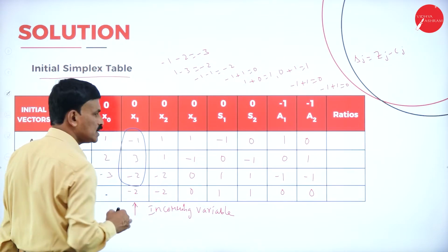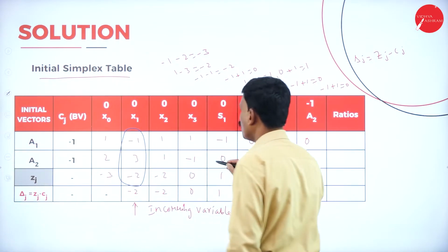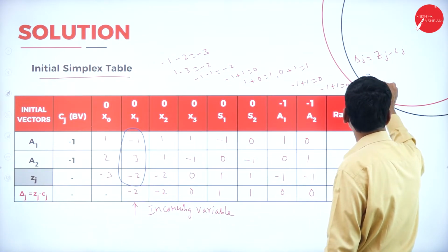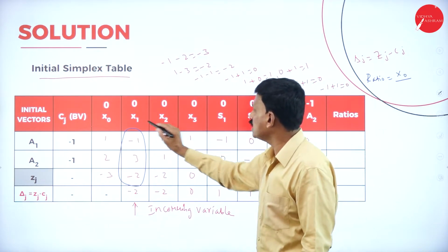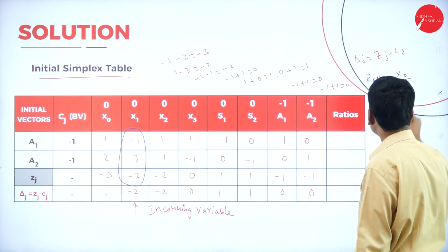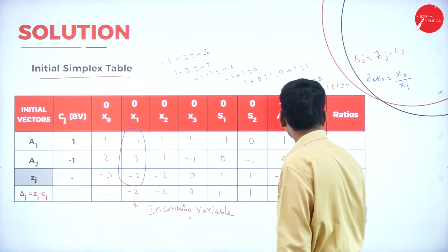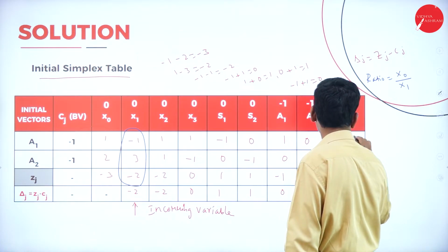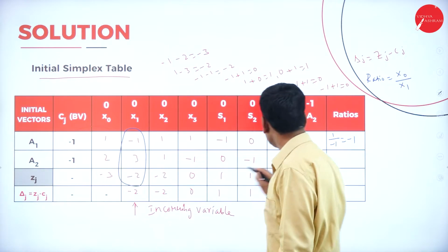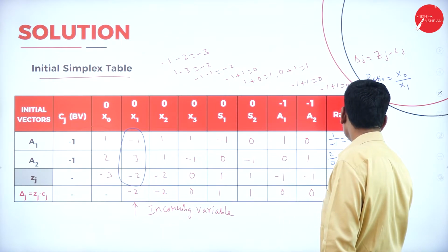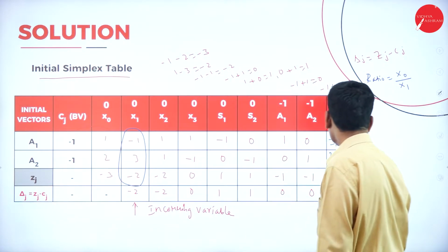Let us round this. Now find out the ratio. How to find the ratio? The ratio is equal to x0 divided by the incoming variable, x1. Now what is x1? x0 is 1 divided by -1. 1 by -1 is equal to -1. And the second x0 is 2 divided by 3. 2 divided by 3 is nothing but 0.66. And this is as it is.